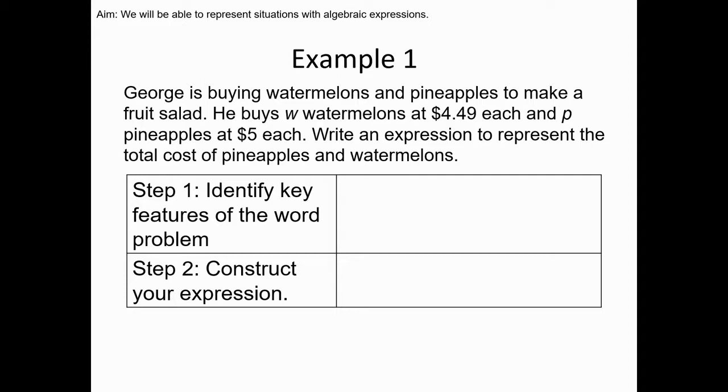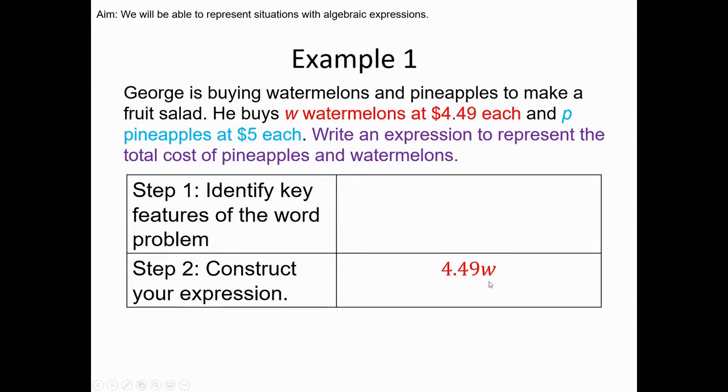Whenever you deal with a word problem, you obviously want to focus on the keywords. I'm going to focus on the numbers. Numbers are always a good choice first. W watermelons at $4.49 each. P pineapples at $5 each. And of course, here's the question. We have to write an expression. Notice we're not solving it, right? We're just writing an expression. So right here, W watermelons at $4.49 each.